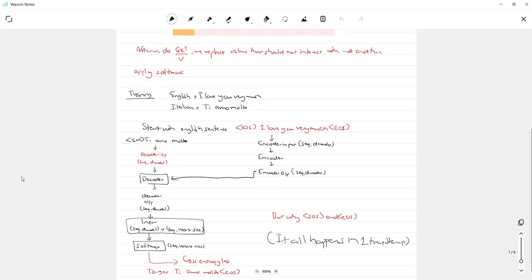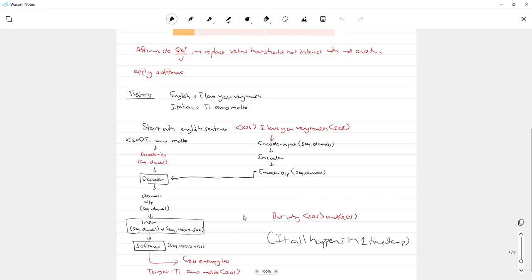And then the decoder performs three main attention operations in parallel. First is the masked multi-head attention. It processes the Italian output using masked self-attention to ensure causality. That is, when processing amo, it can only look at the start of sequence and the word ti.